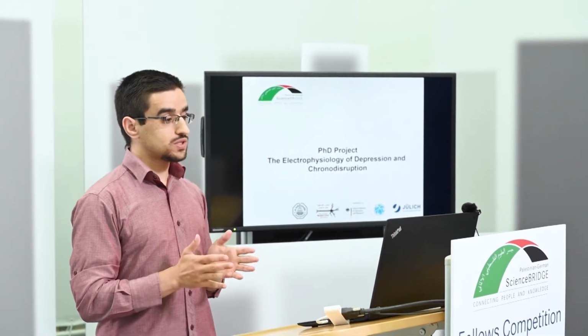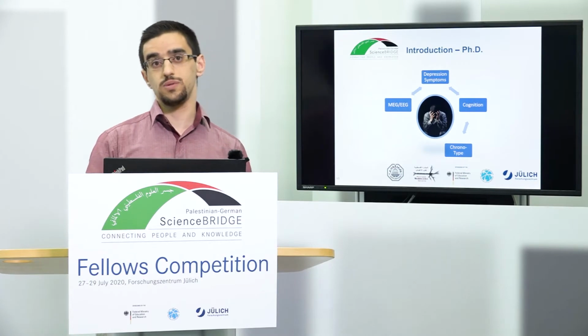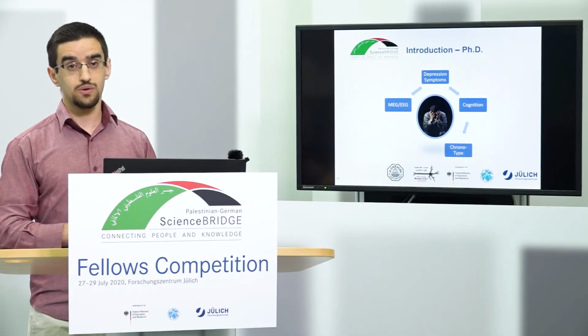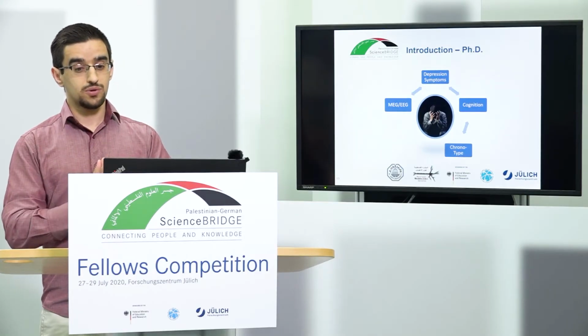It's about the electrophysiology of depression and chronodisruption. And these are the factors that we will be talking about. It's a correlation between depression, brain functionality as measured by electroencephalography, EEG, and magnetoencephalography, MEG, the cognitive function in the brain, and the chronotype.